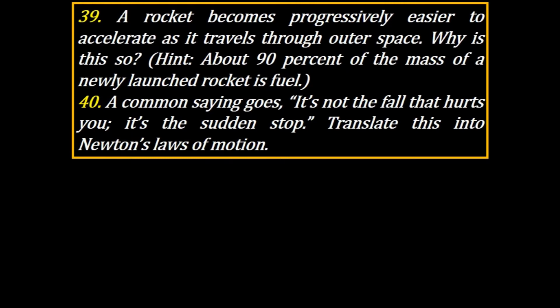Okay, next. A rocket becomes progressively easier to accelerate as it travels through outer space. Why is this so? Because you're reducing the mass of the engine fuel. Reduce mass, increase acceleration.